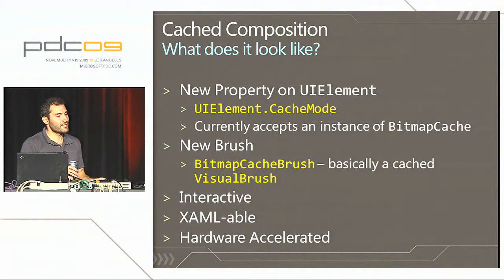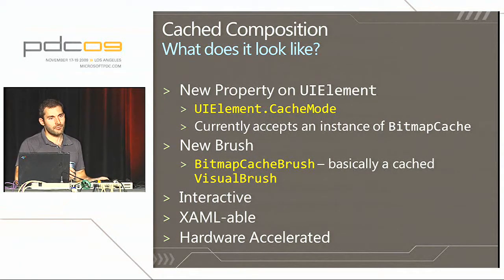The nice thing about these, again, is they're interactive, they're XAMLable, and unlike render target bitmap, the rendering is completely hardware accelerated. When you use these caching properties, we're basically spinning up an intermediate render target behind the scenes. We're populating it with our hardware rasterizer, and then we're persisting that IRT from frame to frame to frame.